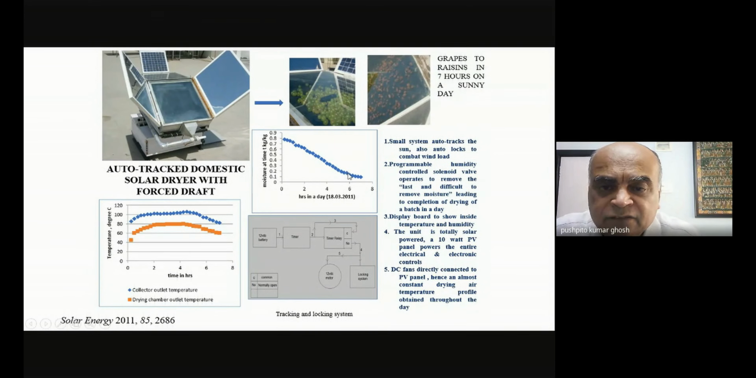Now, most of the things I've talked to you about up till now are direct insolation of solar energy, maybe using those reflectors, and maybe using the slant which we talked about, which helps to get a better collection of the solar radiation. But as such, there has been no other intervention in these units.